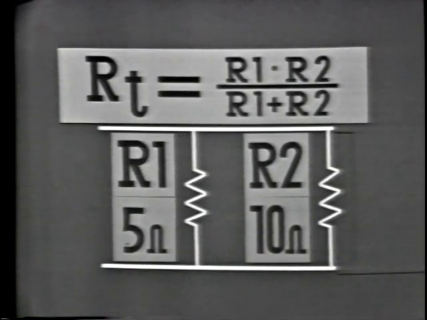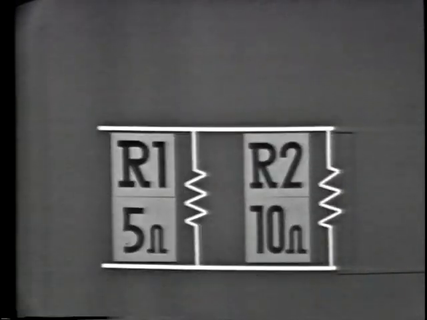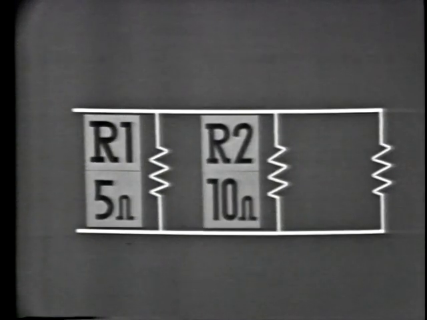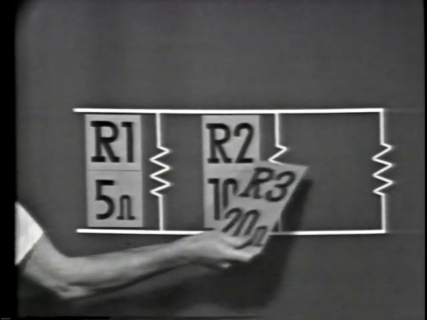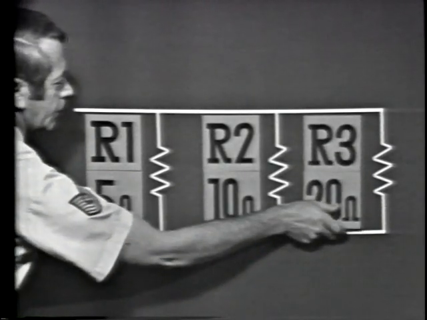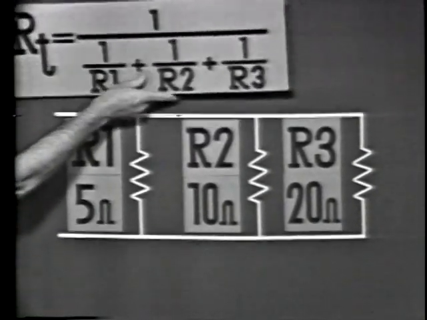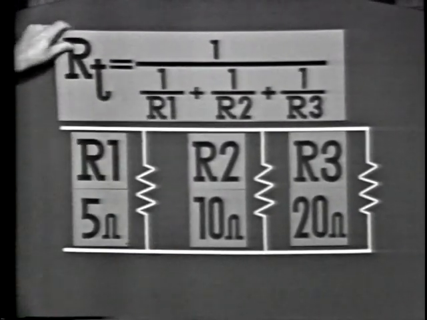Now, in some cases, there may be more than 2 resistors in the circuit, like this. So let me add a value for the 3rd resistor. Let's make R3 20 ohms. Now, when you're working this type of circuit, you use a reciprocal formula. This one.